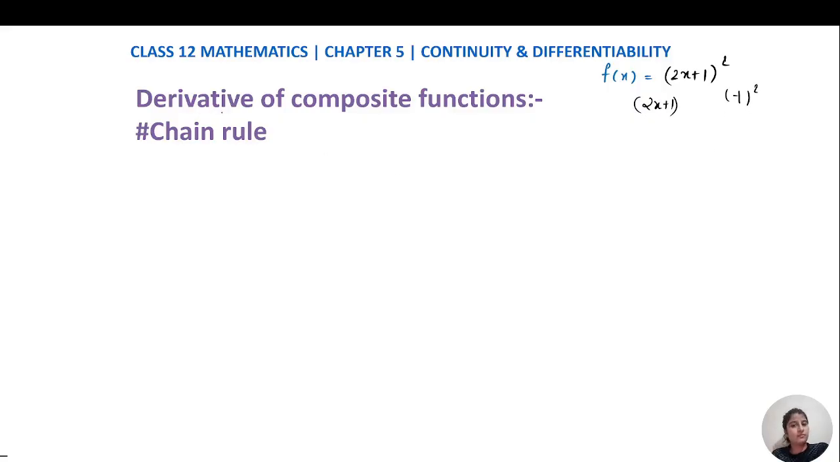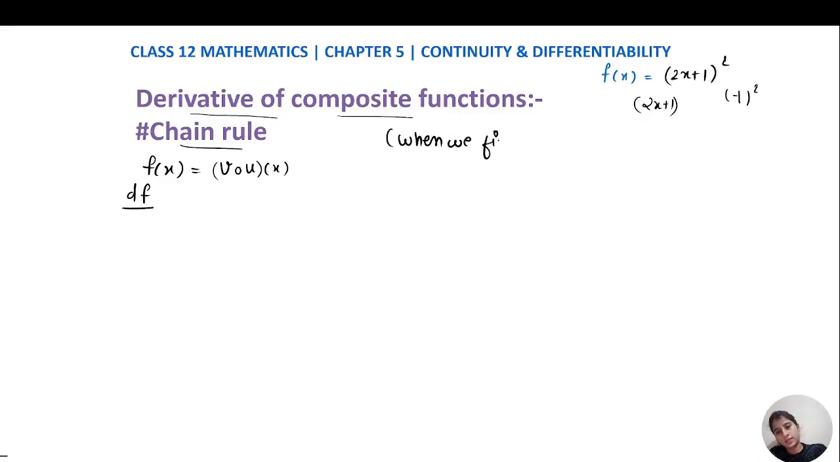So this is the derivative of a composite function. For that, we have the chain rule. Suppose my function f of x is of the form v composition u, that is, v composite u function. To find its derivative, whenever we find a derivative, we always find it with respect to the independent variable.